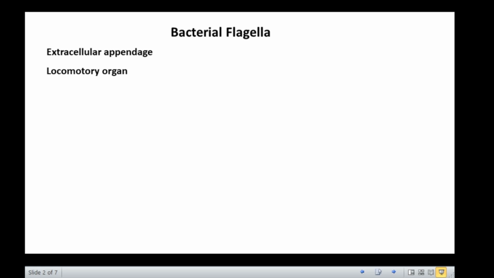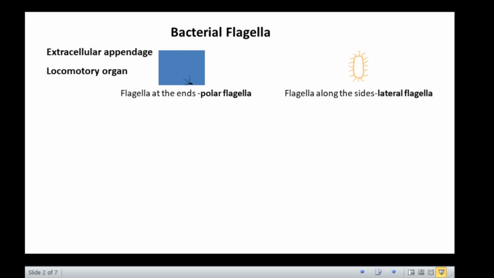They differ from the eukaryotic flagella in being thinner and simpler in structure. The number and location of flagella serve as a criterion for classification of bacteria. The number ranges from 1 to several hundred. If the bacteria have flagella at the ends, it is called polar flagella. And if it has the flagella along the sides, it is called lateral flagella.